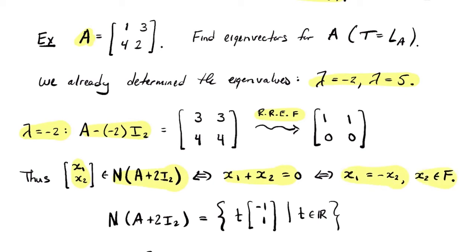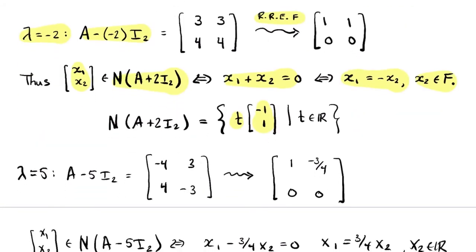All right, so if I choose x2 to be 1, for example, then I get the vector minus 1, 1, and any scalar multiple of that vector is also in the null space. And because the null space is one-dimensional, that's a basis for it. So all the eigenvectors of this matrix A that correspond to the eigenvalue lambda equals -2 are scalar multiples of the vector minus 1, 1, the eigenvector that I produced out of thin air at the beginning of this long lecture.